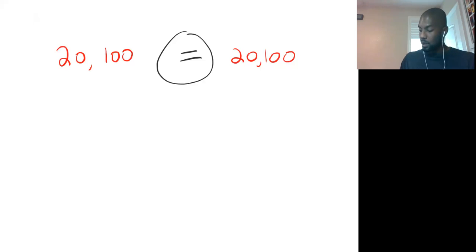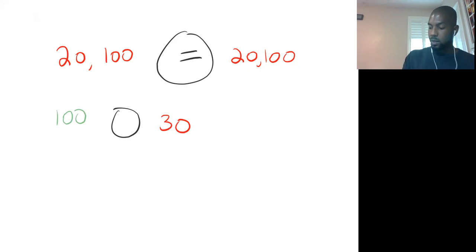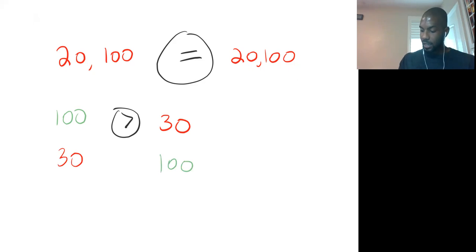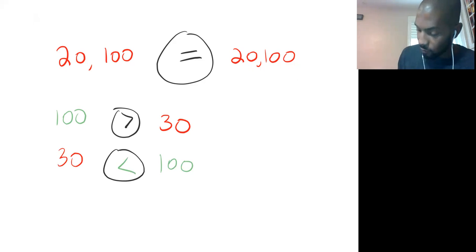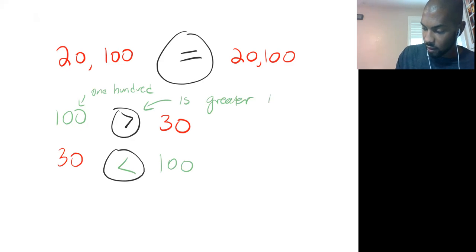All right, let's review. If you have a large number, like let's say 100, and you're comparing it against a smaller number, like let's say 30, the alligator mouth eats the larger one. And you could put it in any direction you want, as long as the alligator is eating the larger one. And all you need to do is look at it to read it correctly. You can say 100 is greater than 30.